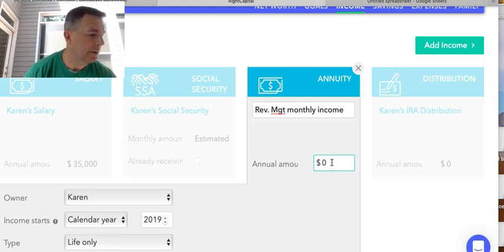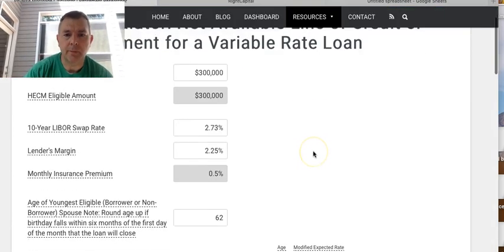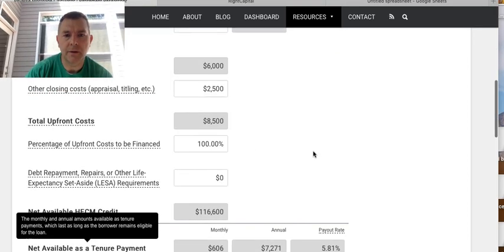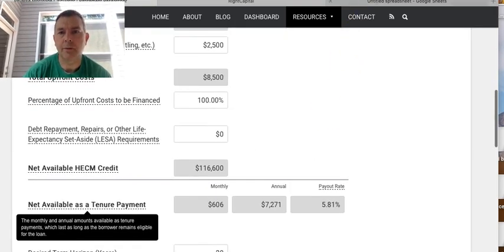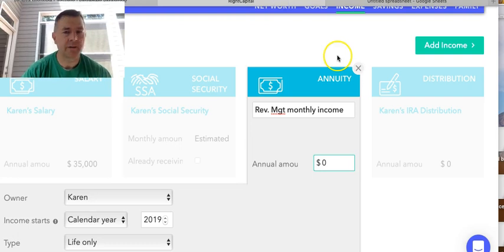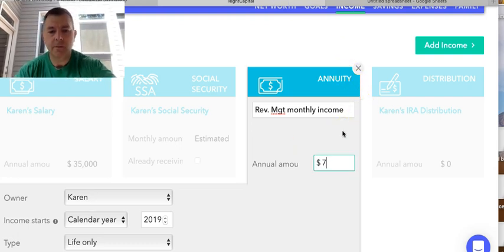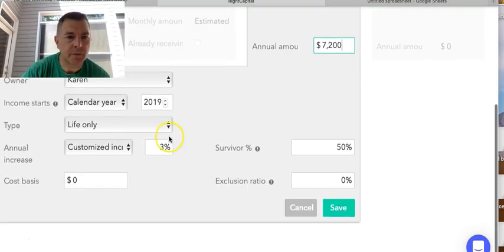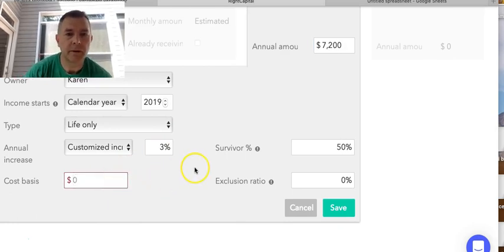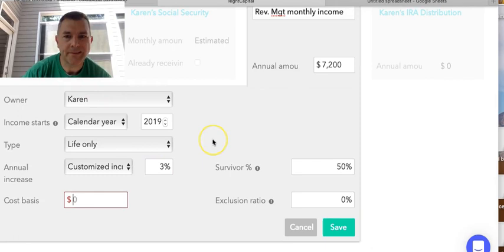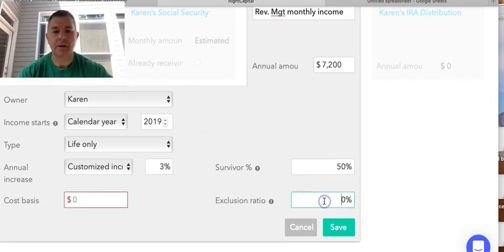And her annual amount, what did we say? It was $600 a month, right? Her monthly payment is $600 a month. All right, sweet. So that's $7,200 a year, and I should be able to do an exclusion amount. It's the customized income exclusion right there. Sweet. 100%. That's exactly what I'm talking about.